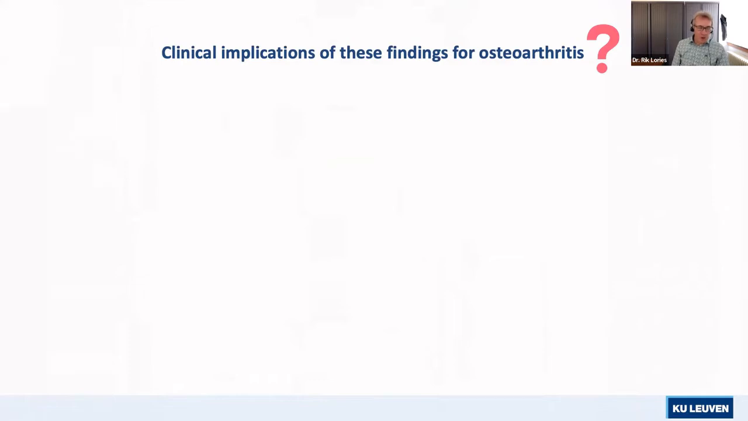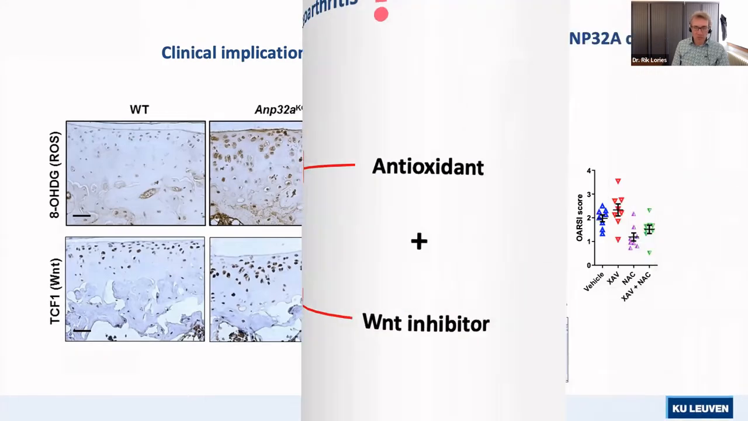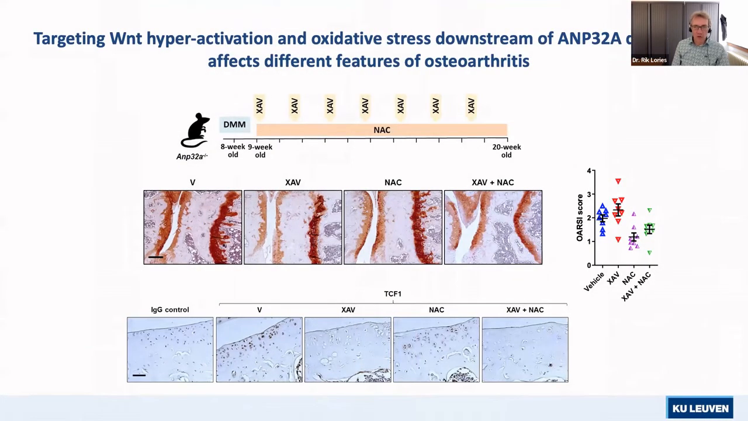Does this have any further clinical implications? I already told you that these mice have excessive oxidative stress, which we can counteract with N-acetylcysteine, but they also have Wnt hyperactivation. So can we do something with the combination of both strategies in the context of a mouse model? And that's exactly what we did using, once again, the DMM mouse model. We combined treatment with a Wnt inhibitor with that of the antioxidant molecule N-acetylcysteine.